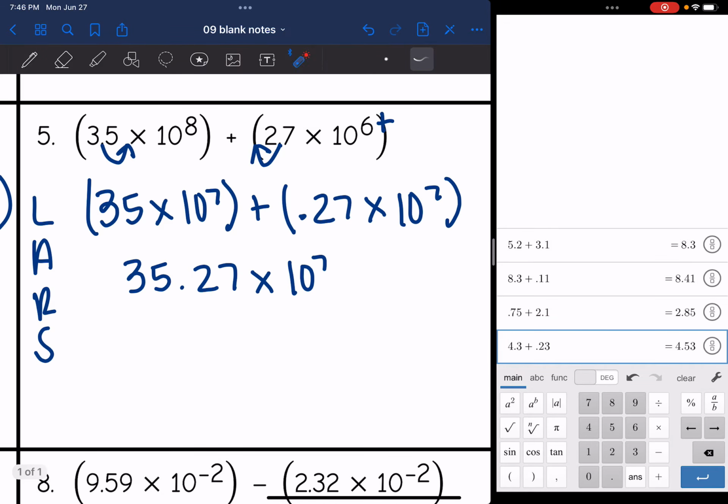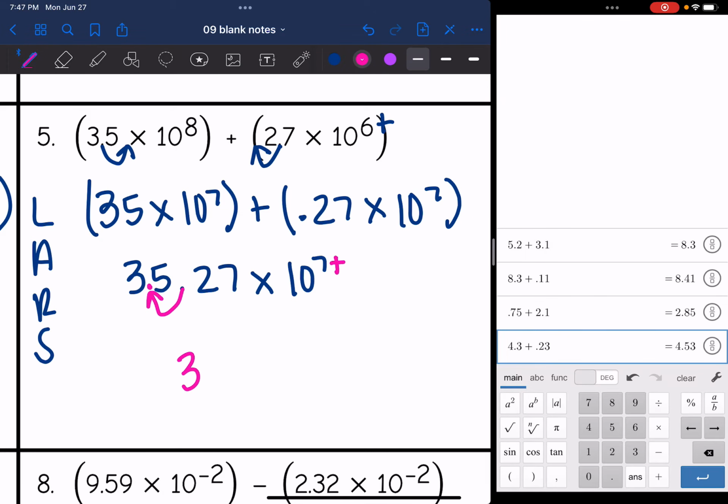And then this number is not between 1 and 10. So I need to move this decimal to the left to make it between 1 and 10, which means, according to Lars, I will add to that exponent, and I will get 3.527 times 10 to the 8th.